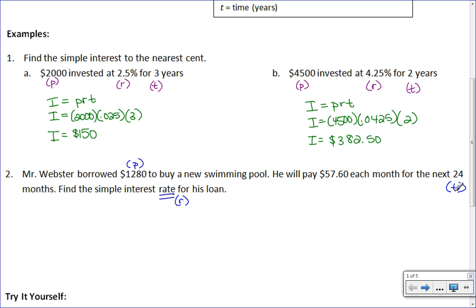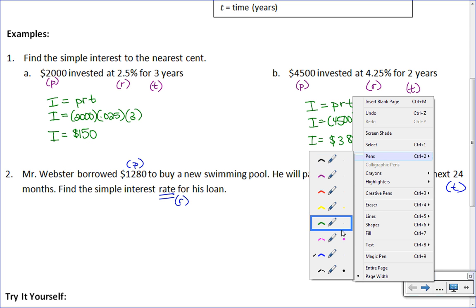What I'm missing is the interest. And since that's not what we're looking for, we should be able to find it somewhere. Well, the interest is just the amount extra that he pays to take out this loan. If we know how much he pays and for how long, we know that we can find the total amount that he pays. And whatever the difference is between that and what he borrows, that would have to be the interest. So let's start off by finding that.